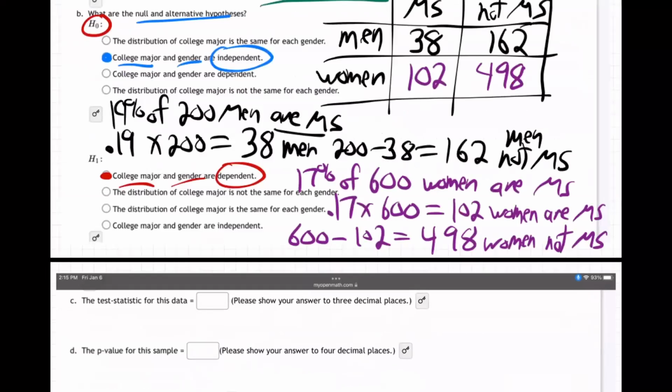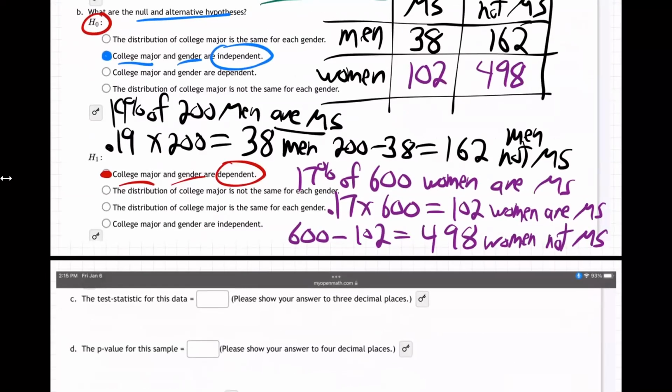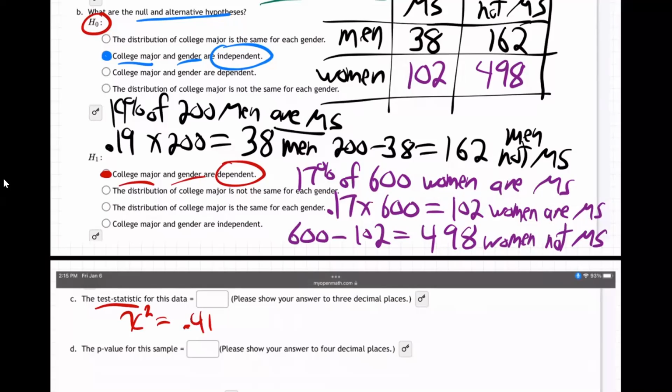And so we're going to use our value that we had for x squared. So right in here. If you look back to the calculator, it told us the test statistic, that's the chi-square or x squared number, which for me was 0.41558. It says round to 3 places. So that rounds to 0.416, right? Because you're supposed to stop here in the 3rd place. This is a 5, so that rounds up to 6, 0.416.